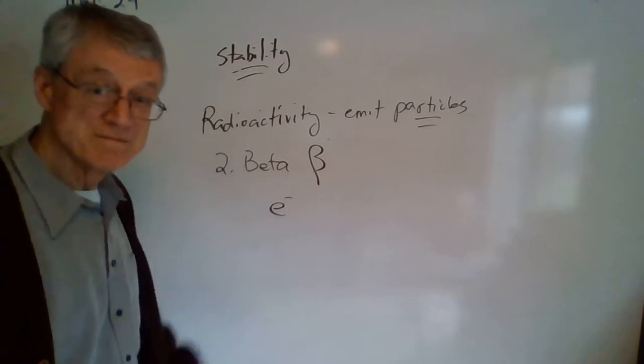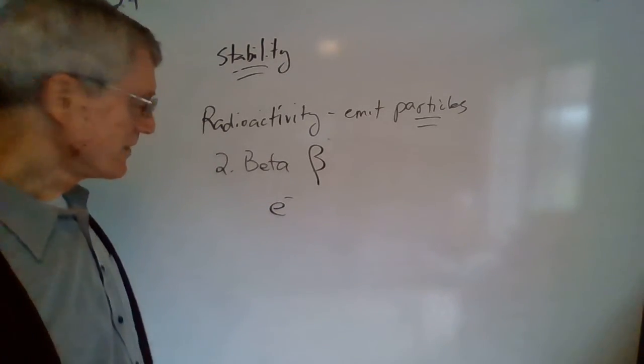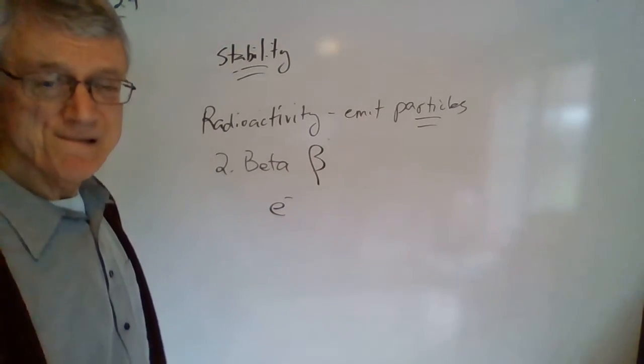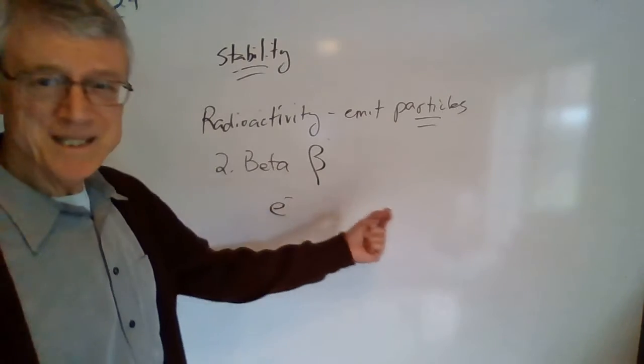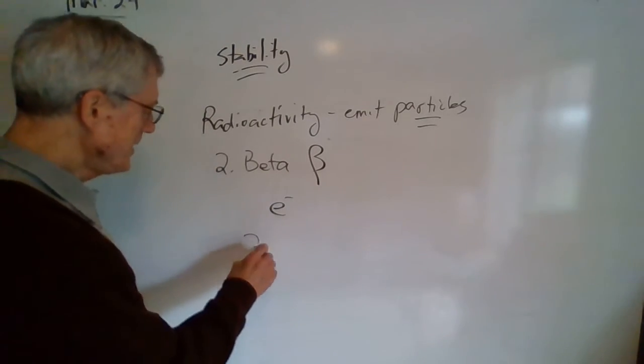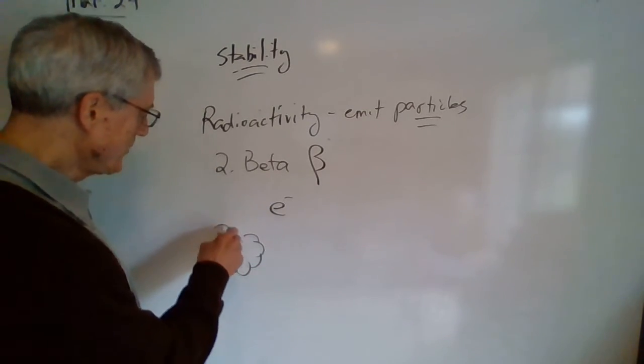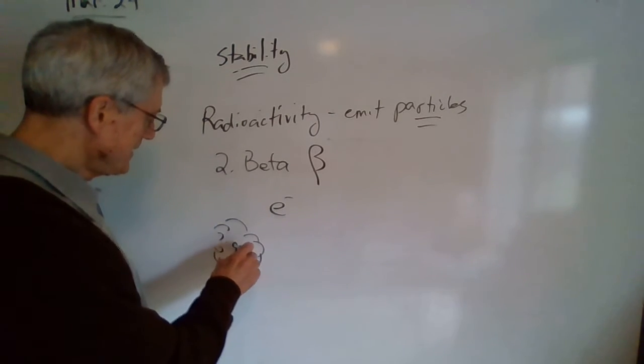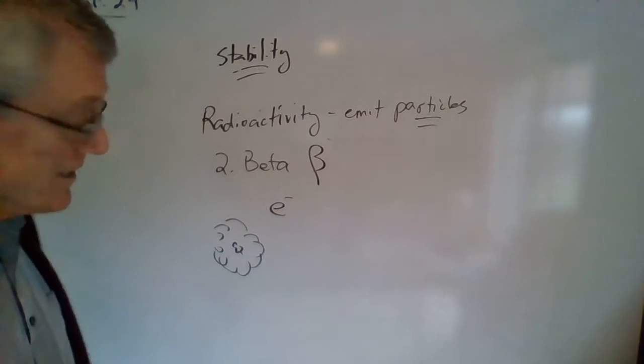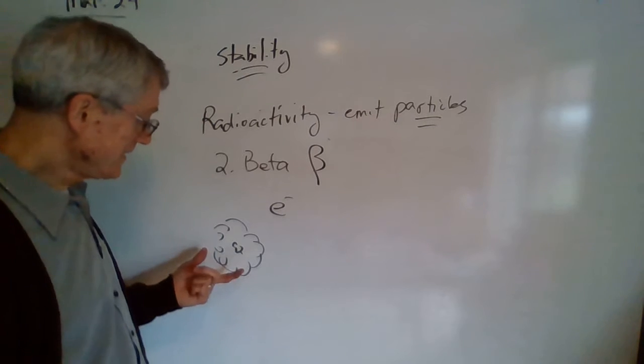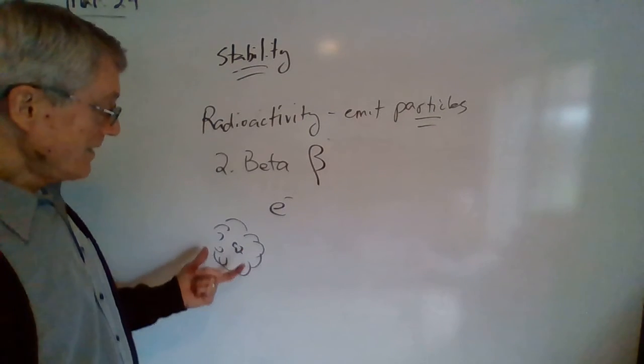Beta particle is an electron. It's an electron. That's all. It's an electron. It comes shooting out of the nucleus. Maybe you remember us talking about this in chemistry, because I think we did, at least briefly.